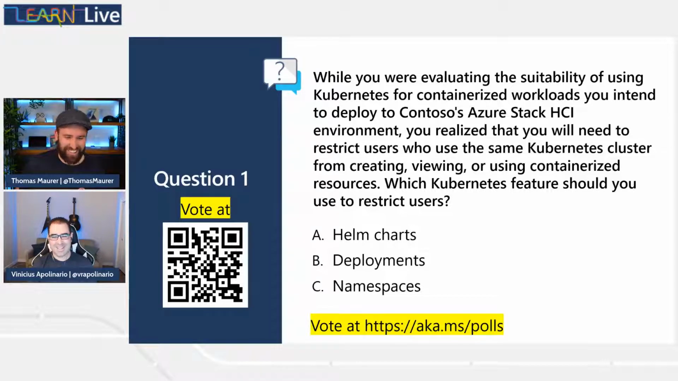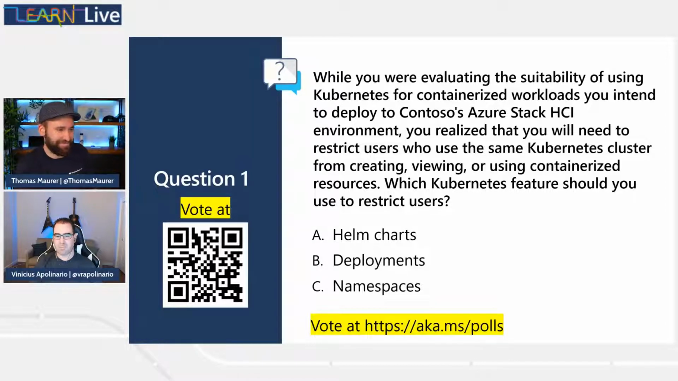A couple of minutes ago, we specifically talked about this. So make sure you check out akm.ms/polls. You can also use the QR code. There you can vote, so we can see a little bit where it's going with that. The module gives you 3 options: first of all, A, Helm charts, B, deployments, and C, namespaces.